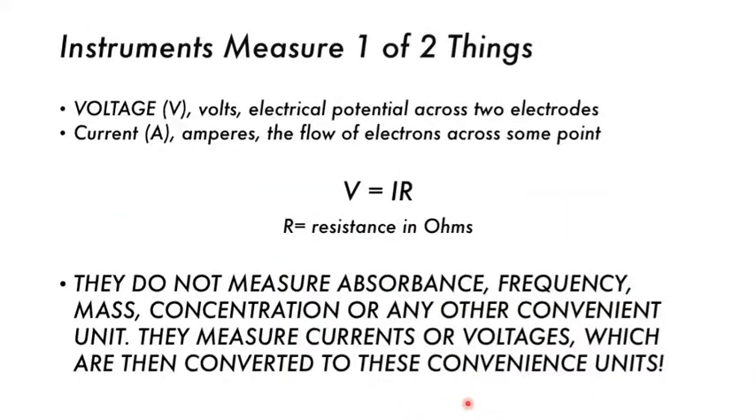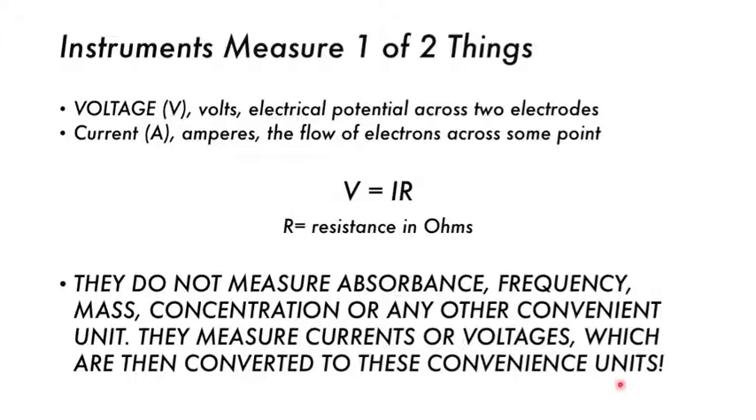So again, in summary for this part, the instruments measure one of two things. They measure the voltage, which is volts, the electrical potential across two electrodes, or they measure the current in amperes, which is the flow of electrons across some point. And that is related by Ohm's law, where voltage or potential is equal to the current times the resistance of the circuit in ohms. And what's important is that we do not directly measure absorbance, frequency, mass, concentration, or any other convenient unit. What we measure are currents or voltages, which are then converted into these convenience units.